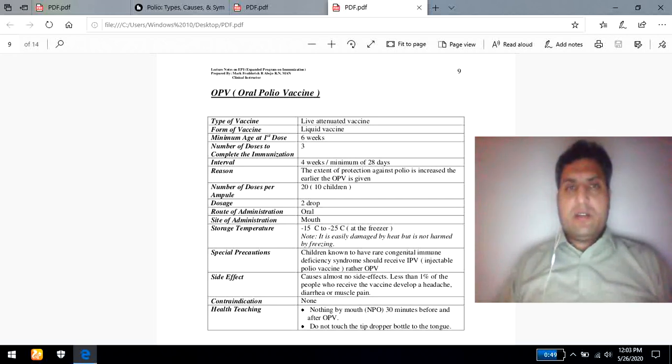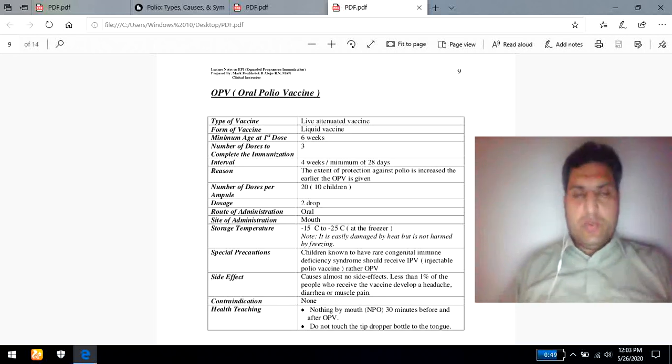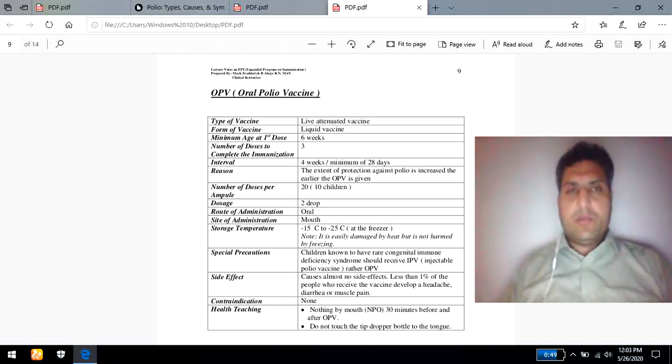So this was a little about poliomyelitis. Now come toward the vaccine. So basically we have two types of vaccine. One is administered orally, known as the OPV vaccine, and also the IPV, which is the vaccine administered by injection.